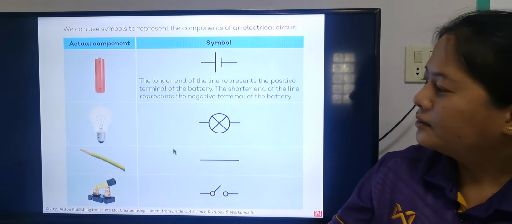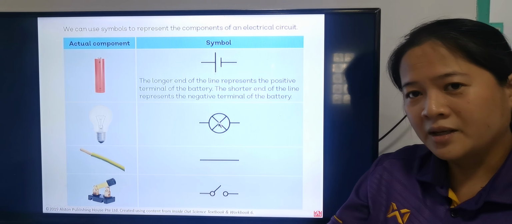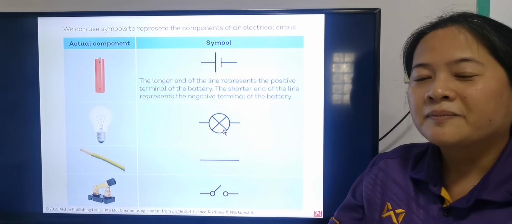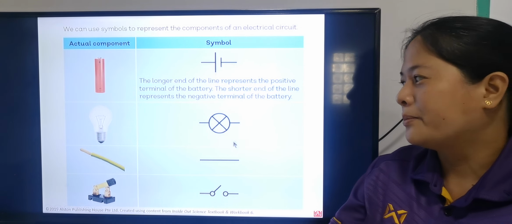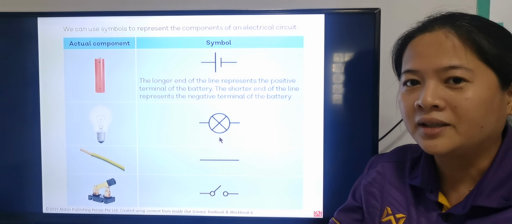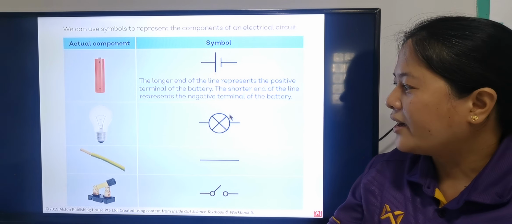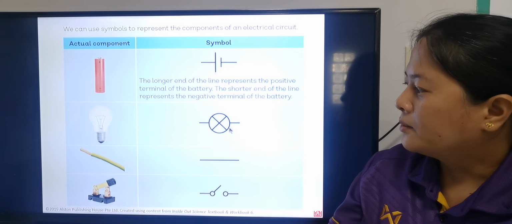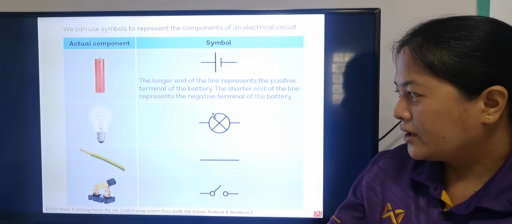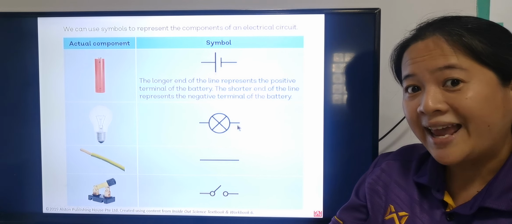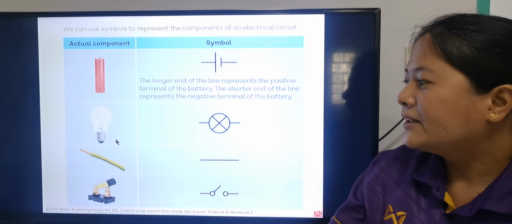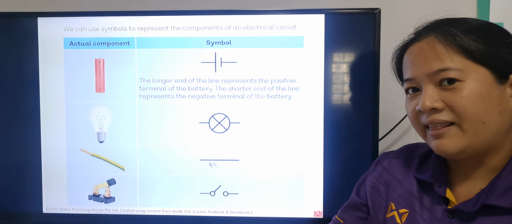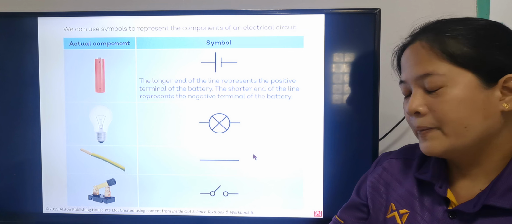Next, we have the bulb. So this is the symbol of a bulb. Different books have different diagrams for bulbs, but this is the most common. Later, I will show you another symbol for the bulb. It's just a circle with a cross or an X in the middle, okay? And then connecting wires, or electrical wires, are just a straight line, okay?